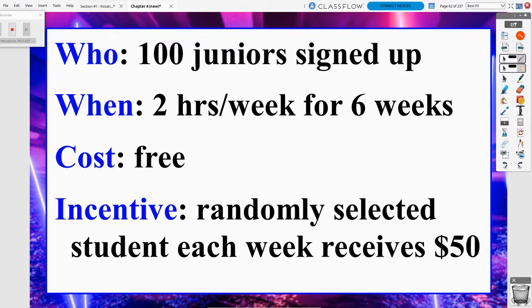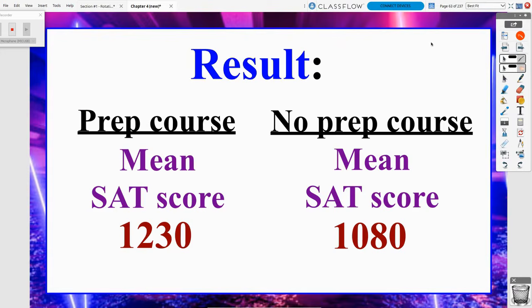And even the icing on the cake is they're going to randomly select a student each week for those 6 weeks to receive $50. I mean, how great is that? This thing doesn't cost you anything to do, and you could potentially have the chance to win $50. Sure, why not?